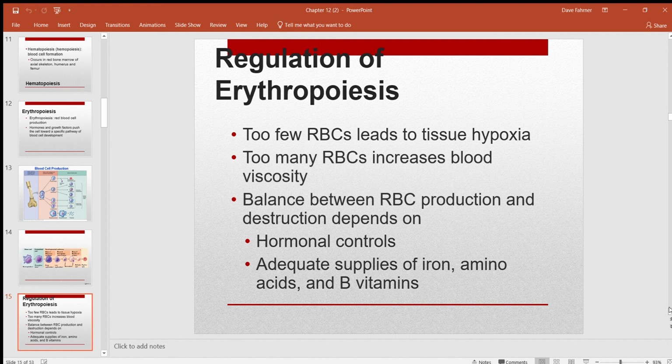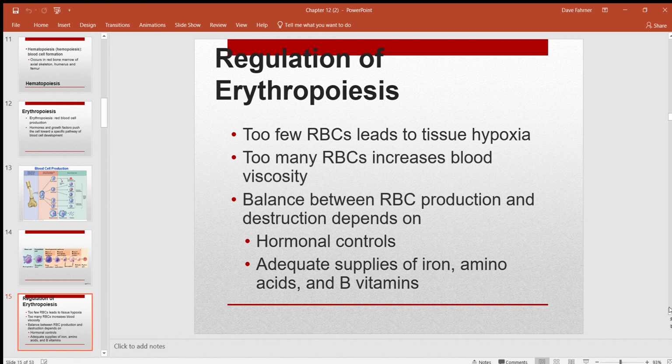Our body has a system where it reads the number of red blood cells and makes sure that we don't get too many and make sure we don't get too few. And when we do this, it tells us what precautions to take.